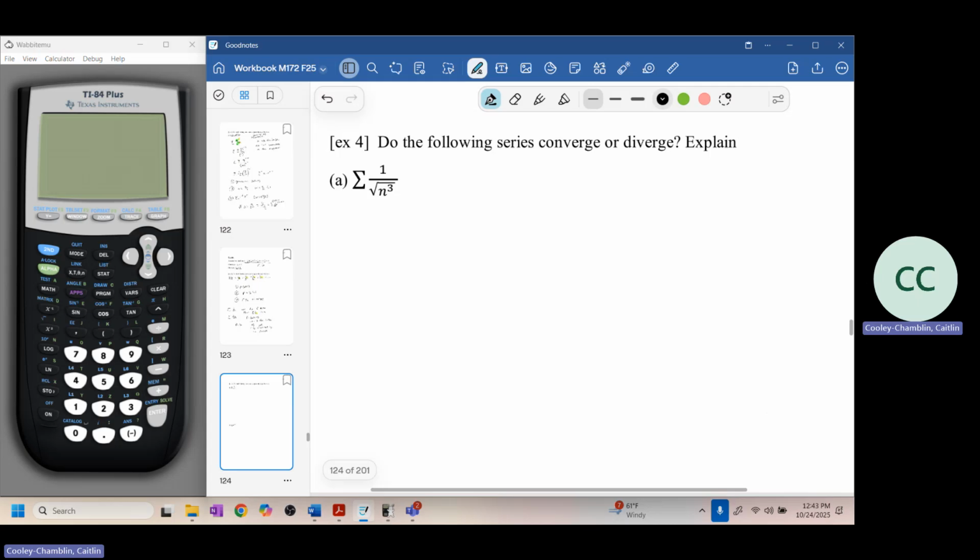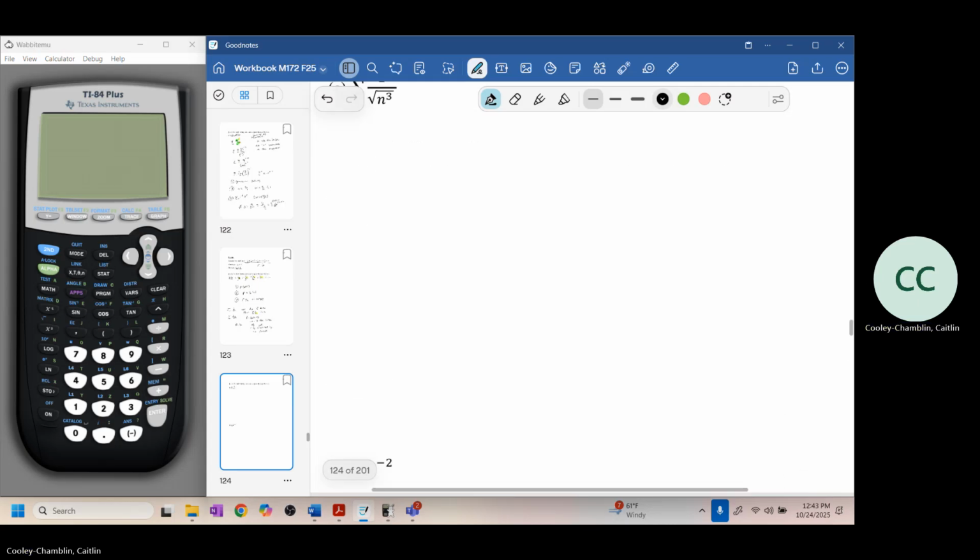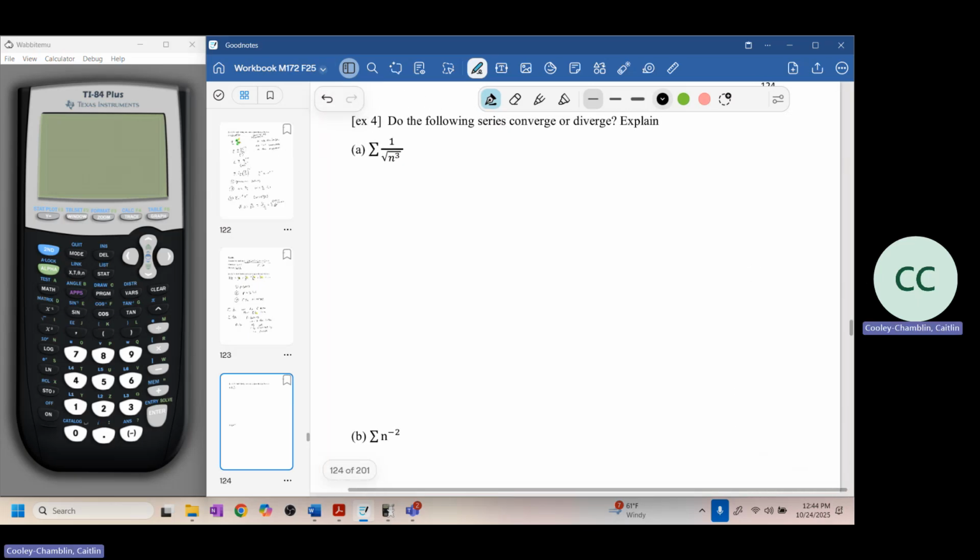Okay. So let's go on. We have example 4, do the following series converge or diverge? Go ahead and pause the video and try A and B.